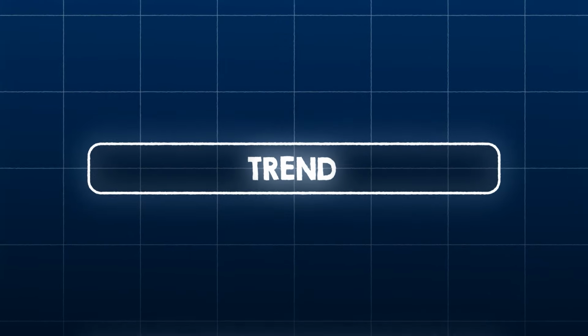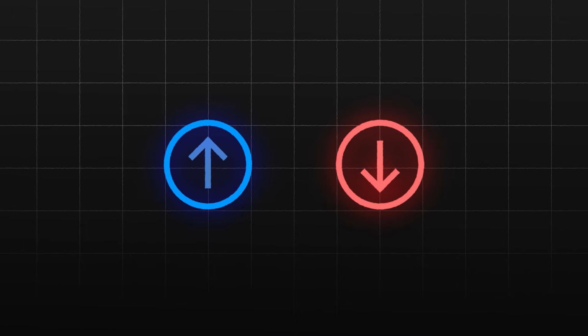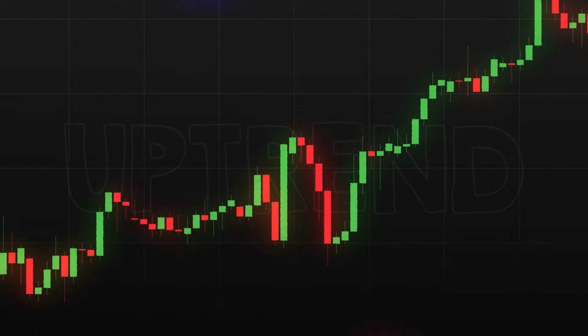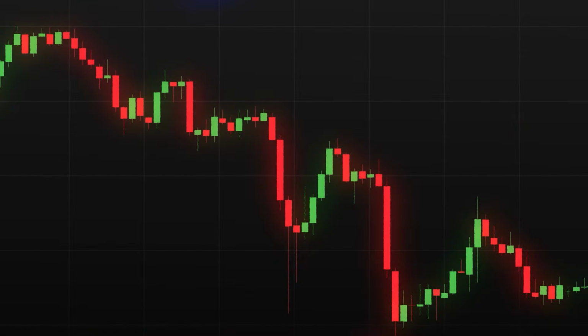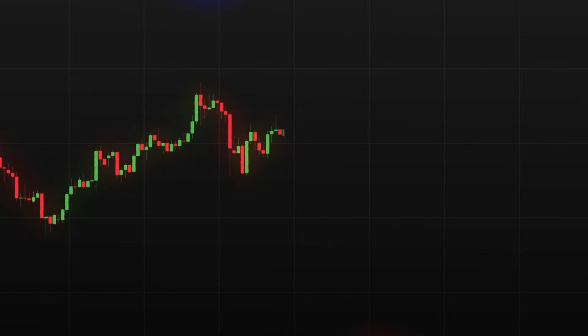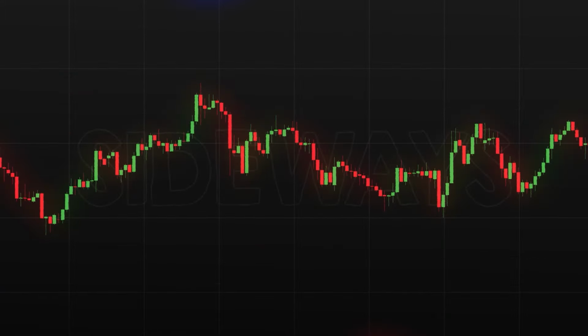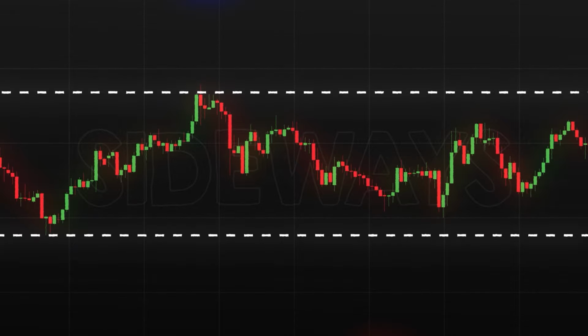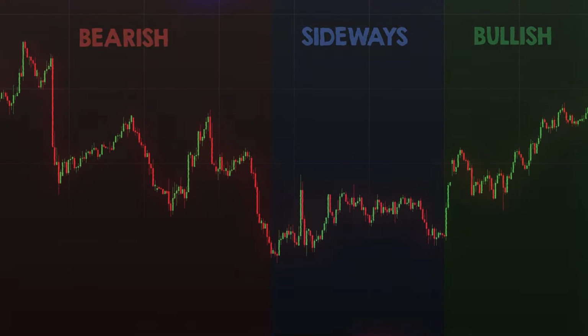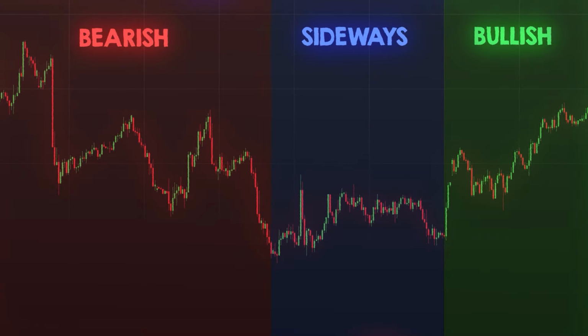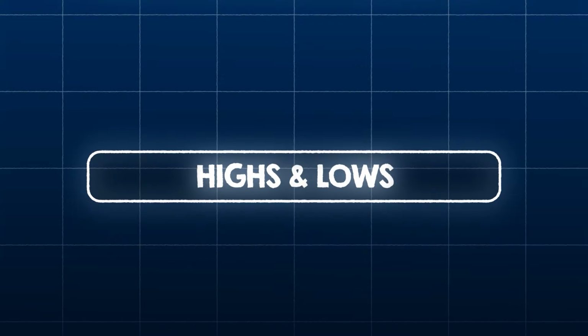Let's start with the concept of trend. A trend represents the general direction in which the price moves over a period of time. It can be an uptrend, also called a bullish trend, which occurs when the price continuously moves upwards, or a downtrend, also known as a bearish trend, which occurs when the price continuously moves downwards, or a sideways trend, which occurs when the price moves within a relatively narrow range without displaying any clear upward or downward direction, consolidating in a particular area. When you look at any chart, you will observe the market in one of these three phases.